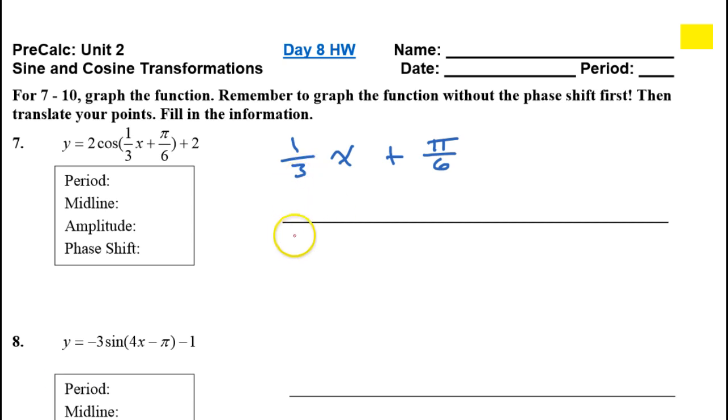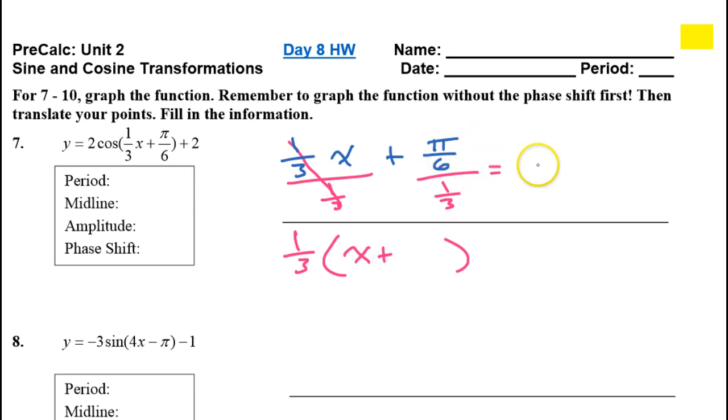We need to factor the 1/3 outside of parentheses. So in order to figure out what goes inside the parentheses, we need to divide everything by 1/3. Of course these will cancel out, which will just leave x. But to do pi over 6 divided by 1/3, you have to multiply by the reciprocal. So this will be the same thing as pi over 6 times 3 over 1. So that is 3 pi over 6, which reduces down to pi over 2. So this will really be 1/3 times parentheses x plus pi over 2.